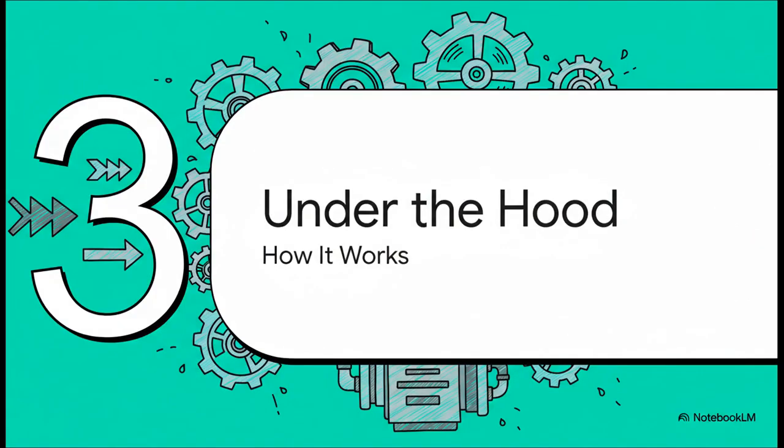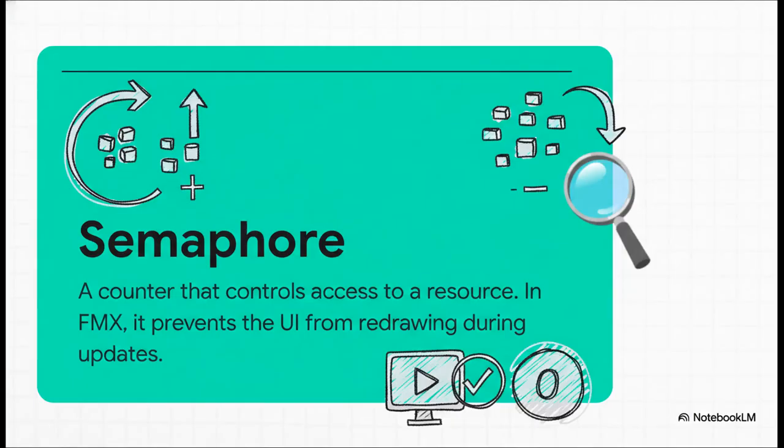So we know that it works, but what's the actual magic happening inside the FireMonkey framework? Well, the mechanics are surprisingly clever, and it all kicks off with a classic computer science concept. The entire system is built on a semaphore. In this case, it's really just a simple counter. When you call BeginUpdate, the counter goes up by 1. When you call EndUpdate, it goes down by 1. And the UI is only allowed to redraw itself when that counter is all the way back at 0.